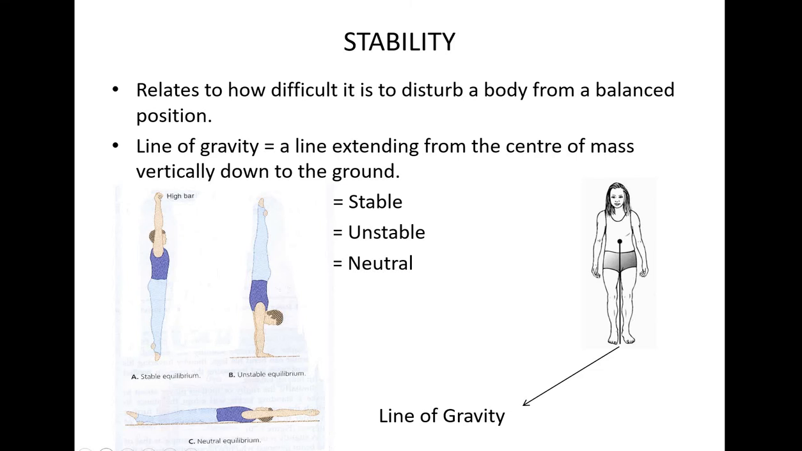Whereas if he was reversed, his centre of mass is actually slightly higher up because the legs have higher mass than the arms. So when he's hanging, his centre of mass is fairly low down. Whereas when he's in a handstand position, his centre of mass moves up, and therefore it makes it slightly less stable. It's an unstable position, and if he's lying flat, then it's neutral.